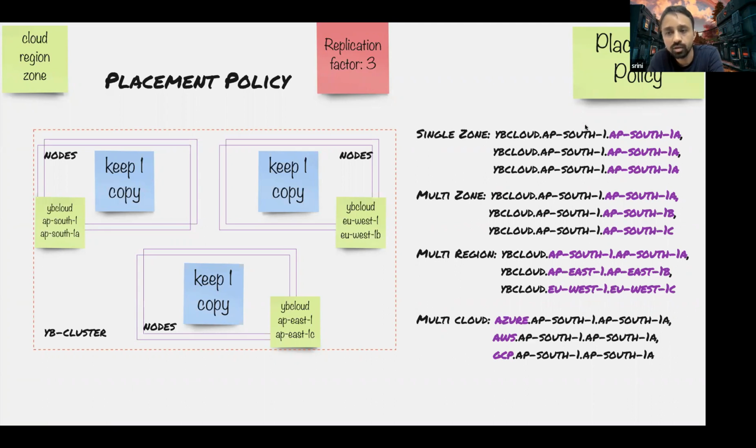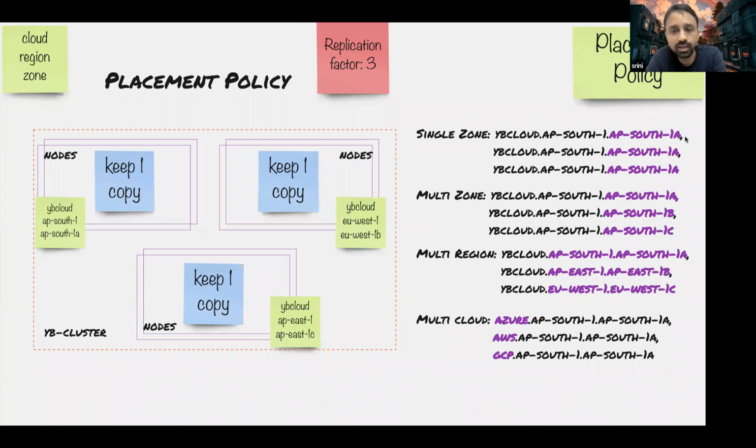And within that AP South 1 region, the zone is AP South 1A. So when you create a cluster with 3 nodes with the replication factor of 3, all 3 nodes would be placed in the same zone, AP South 1A. And this becomes your single point of failure. So if that zone goes down, then the cluster is going to be non-operational. So that's a single zone deployment, right?